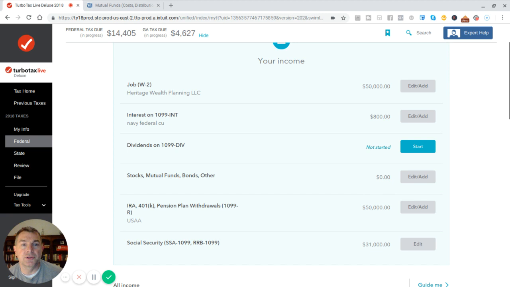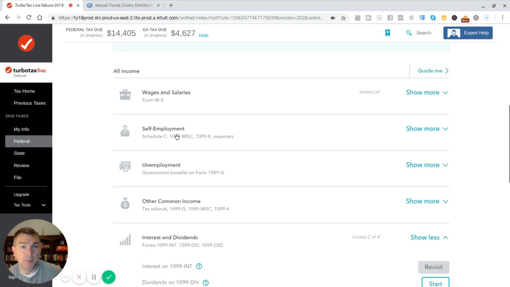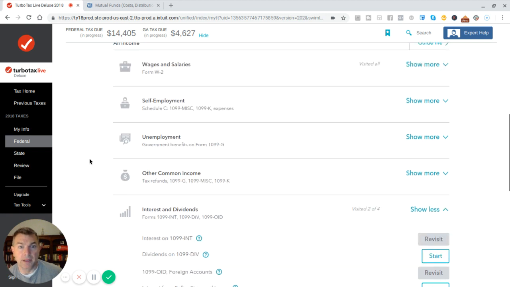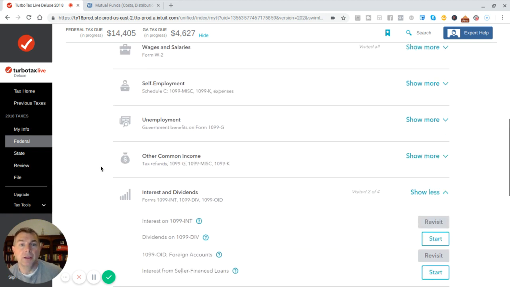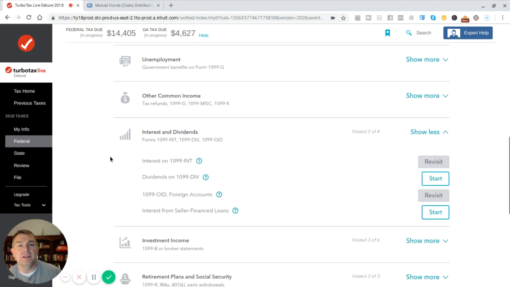So let's go down here. Let's get rid of this. We're going to scroll down, and we're going to see all income. We don't have wages and salaries. 1099s are not wages, all right? This is not self-employment. This is not unemployment. It's not other common 1099s, 1099-G or 1099-MISC or 1099-K. 1099-MISC and 1099-K are more for Airbnb, Uber, Lyft drivers, the share economy. But this is interest and dividends. 1099-DIV is what we're looking for.